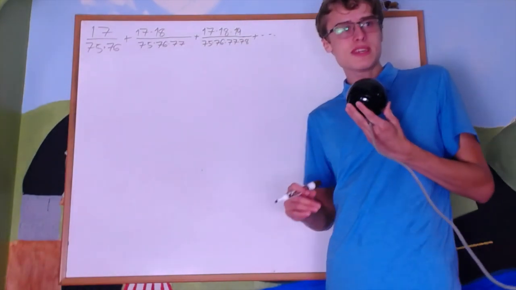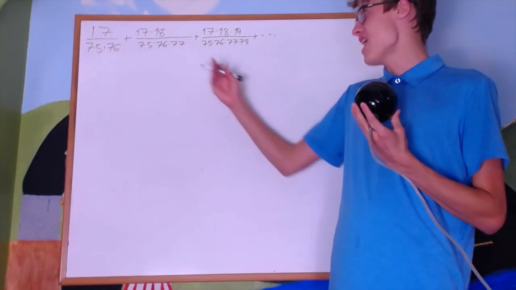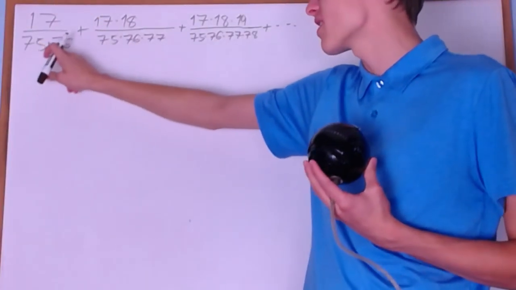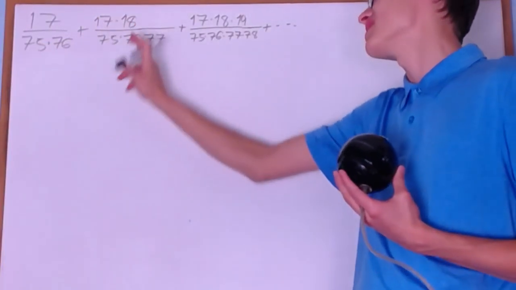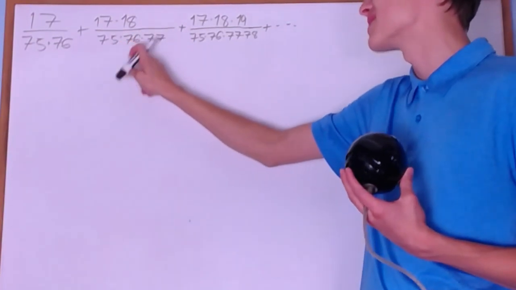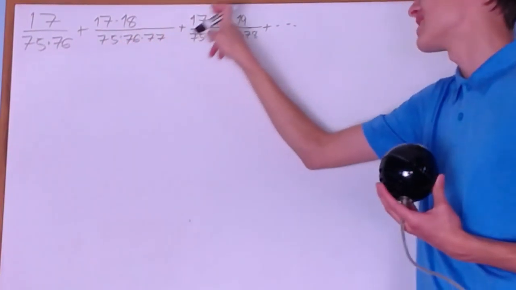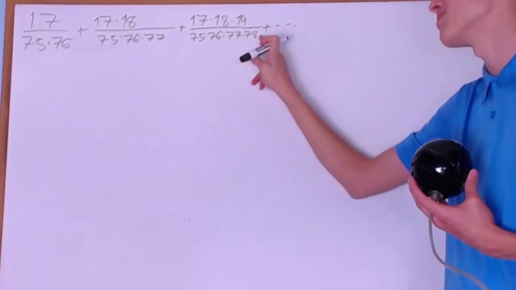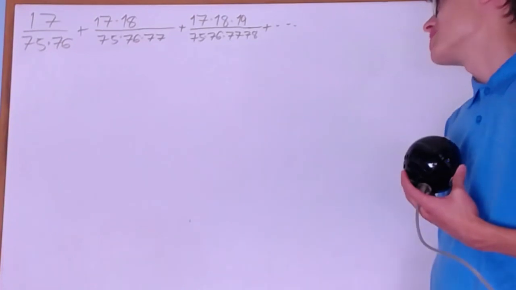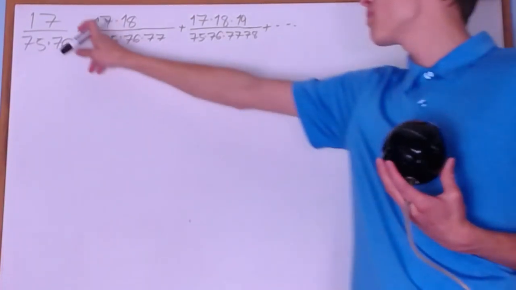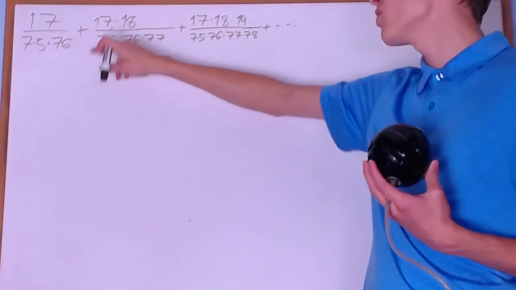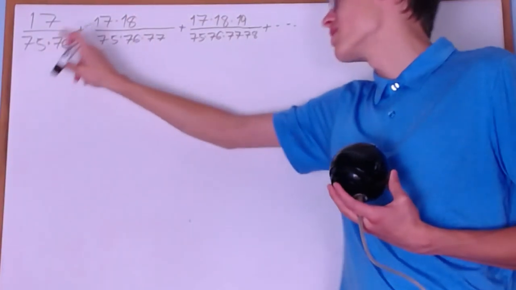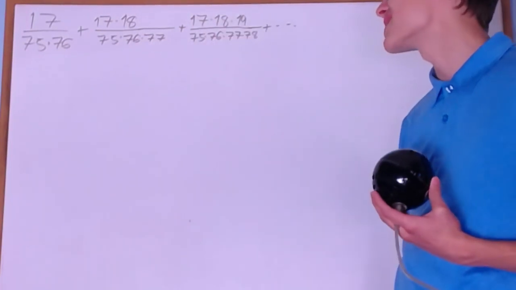In this video, I'll be proving the value of this infinite sum, which is 17 over 75 times 76 plus 17 times 18 over 75 times 76 times 77 plus 17 times 18 times 19 over 75 times 76 times 77 times 78 plus so on and so forth, where on the top you're just incrementing by 1, multiplying by that each time, and on the bottom you're incrementing by 1, multiplying each time.